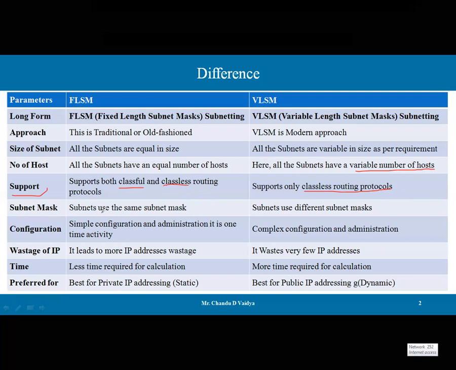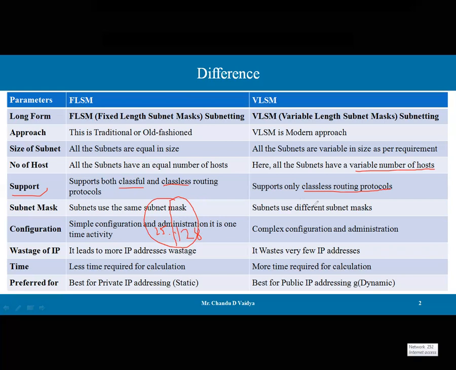Then the subnet mask. In FLSM, all the subnets use the same subnet mask. Let's say if I have a class C address, the subnet mask is 255.255.255.0. Everyone is going to use that one. If I have divided that particular network into two subnets, then after 255.255.255 there will be 128. This will be the subnet mask for that particular subnet, because it is fixed.